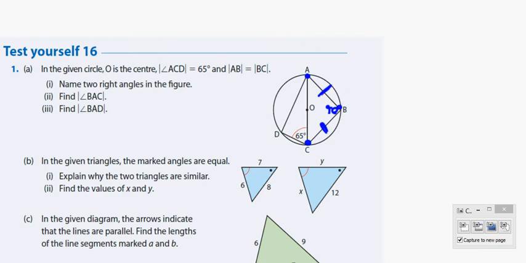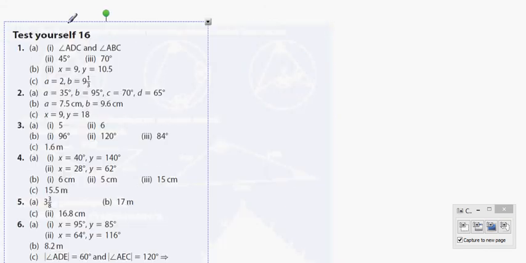Okay, and also the triangle ADC has AC as the diameter, which means that this here will also be 90 degrees. So the names of the two right angles are going to be angle ADC and angle ABC. So ADC and ABC.